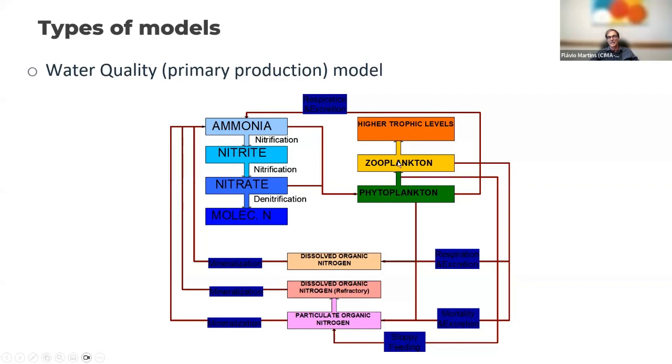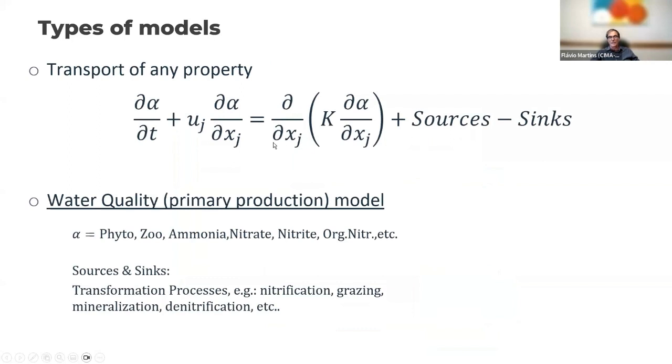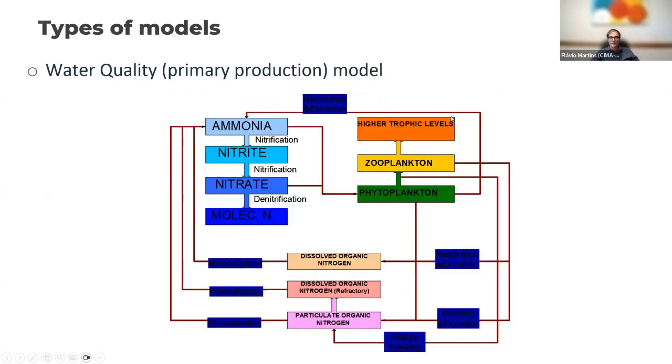For example, as I said, grazing is the zooplankton eating the phytoplankton. So grazing is a sink of phytoplankton. If you have a lot of grazing, phytoplankton concentration decreases. But it's a source of zooplankton. So in the equation of phytoplankton, grazing will be a sink, but in the equation of zooplankton, grazing will be a source. You see? And if you do the same for every property, you get a biogeochemical model. You must run all the properties at the same time.